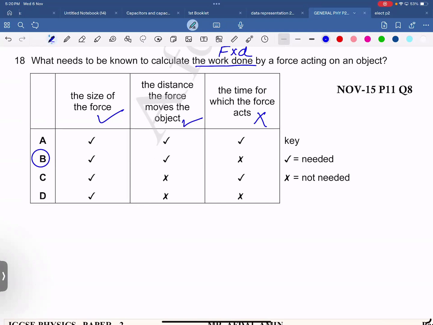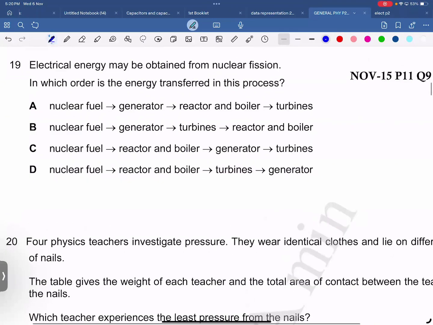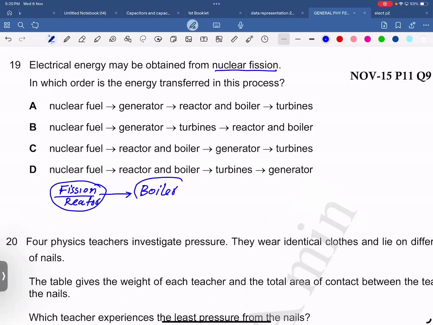Question number 20. Electrical energy may be obtained from fission. Let's not read the option. Fission, what happens? First of all, there is a nuclear fission reaction in the reactor. The reactor produces heat which goes to the boiler. The boiler produces steam from hot water. Steam goes to turbines. Turbines rotate the coil of the generator.